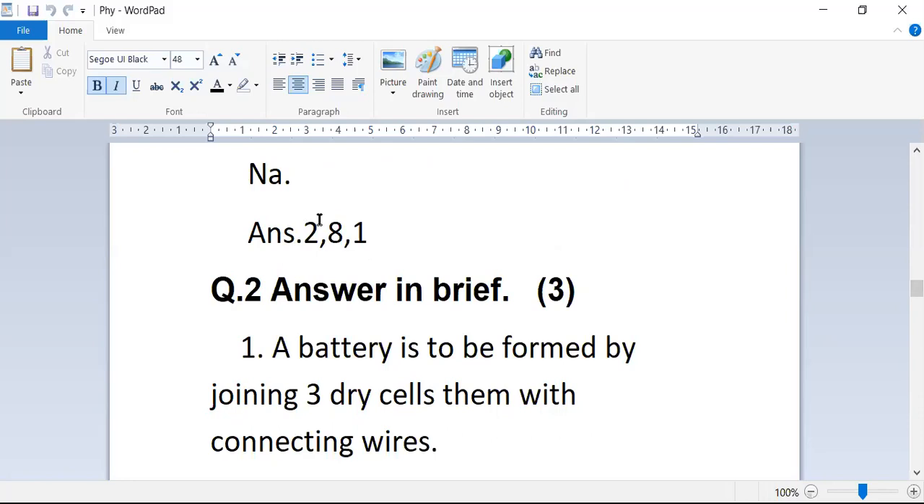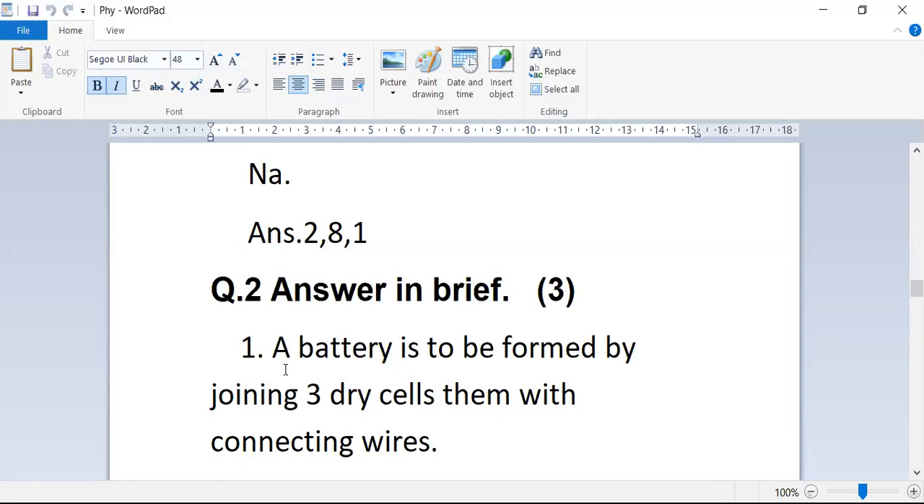Answer in brief. As I told you, from this question onwards, you just have to write the question number, write the head question. Don't write the sub question. Just write the sub question number and solve it. For example, question number 2, answer in brief.